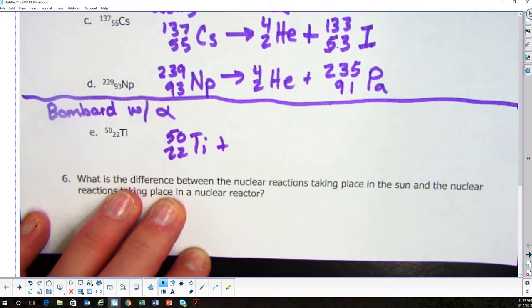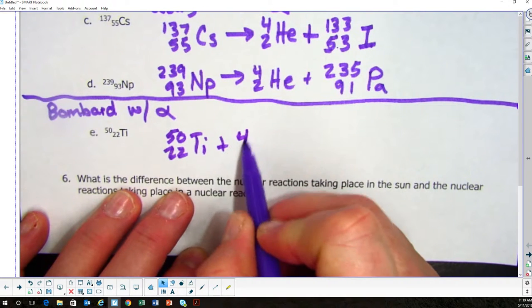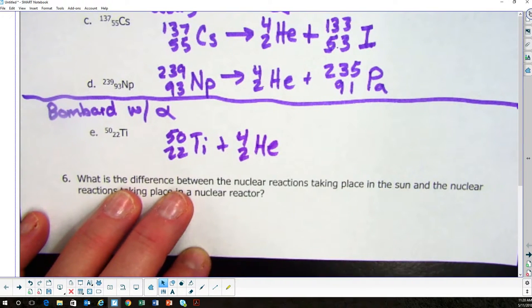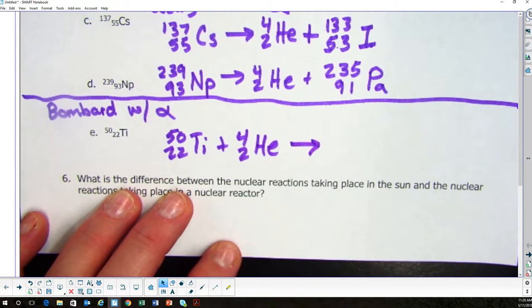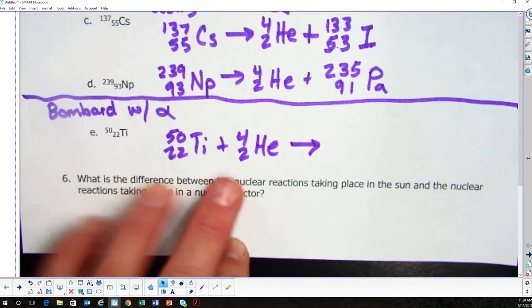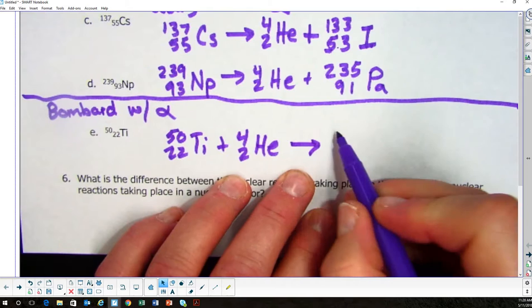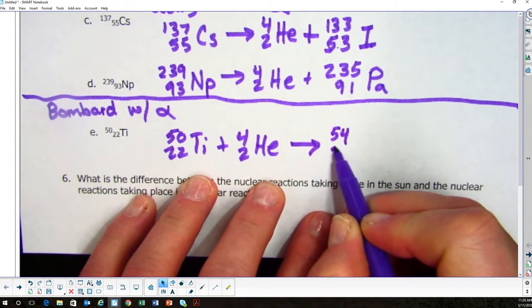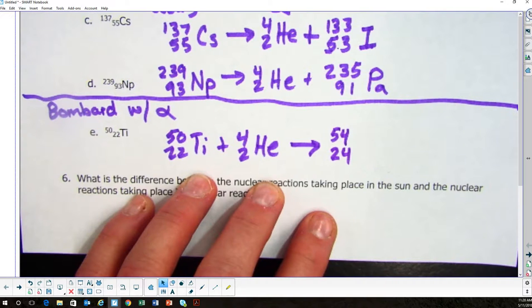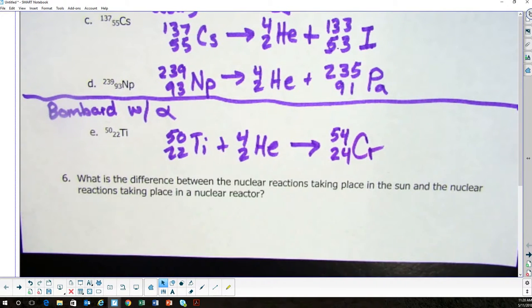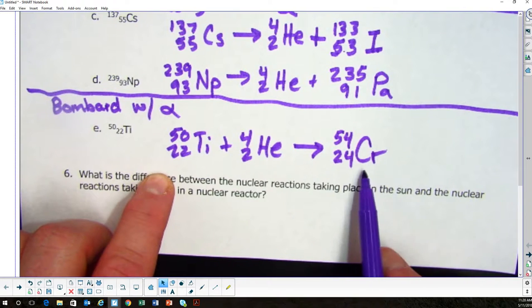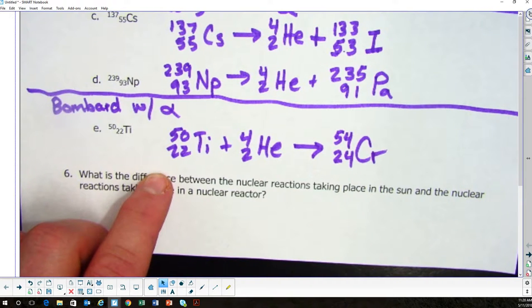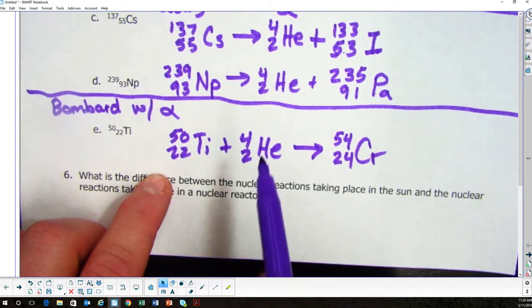Somebody else. Add the 4, 2 helium. 4, 2 helium, good. What else? Then there's the equal sign, or the arrow. Somebody else, give me something else to do. 54, 24. What's 54, 24? Cr. And that's done. It's still 50 plus 4 is 54, and 22 plus 2 is 24. The bottom number tells me what element. That's bombarding because I put it on the reactant side.